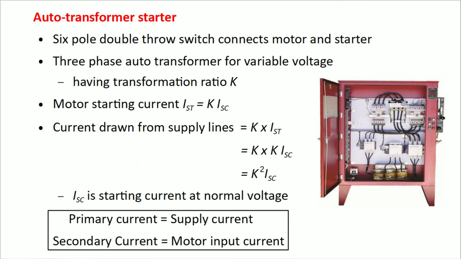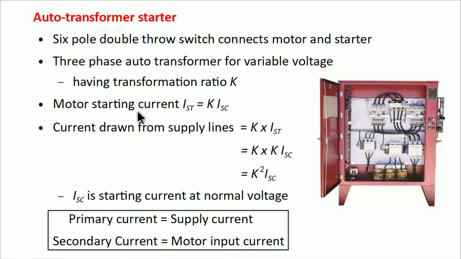Next is our auto transformer starter, which is the answer to the limitation of the star delta starter, which cannot be used for large motors. This starter is used for large motors. The construction is the same: a 6-pole double throw switch connects the motor and starter, and a 3-phase auto transformer is used to supply variable voltage to the motor, which has a transformation ratio K.